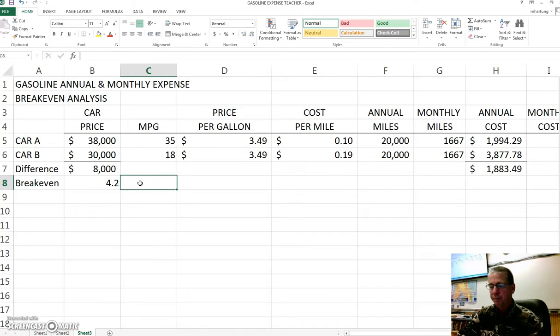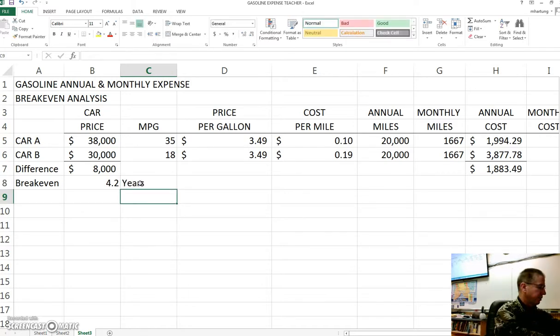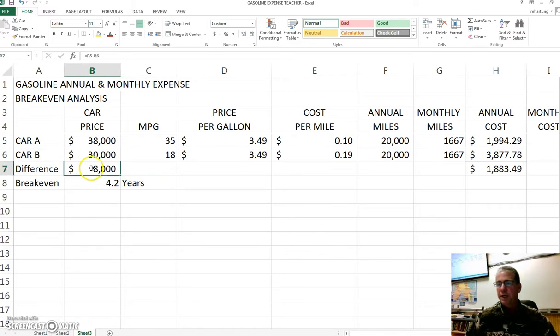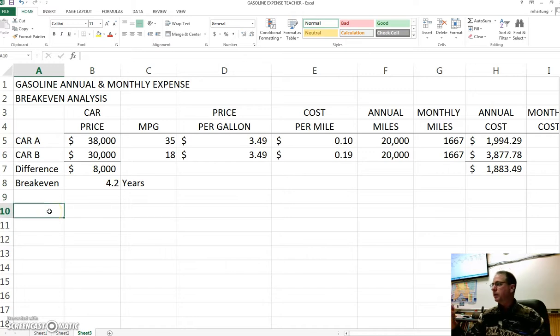And then go ahead and type the word years after that, right here. You want to put it in a separate cell. 4.2 years. Right? This is the amount more that we had to pay. We divide it by how much we'll save. It's going to take 4.2 years before you start saving money on gasoline.